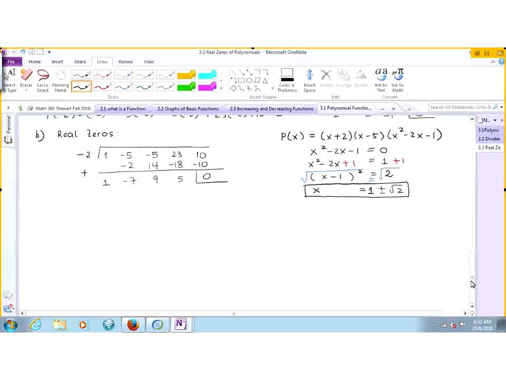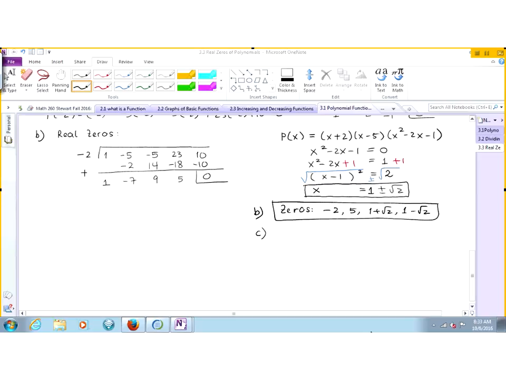Maybe I'll leave it here a little bit. So the zeros are -2, +5, 1 plus square root of 2, 1 minus square root of 2. So this is the answer to B. Find all the zeros. So these are all my zeros.